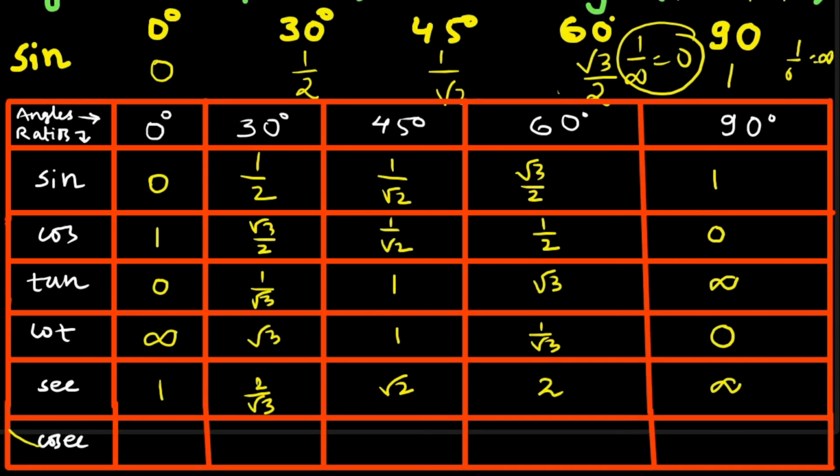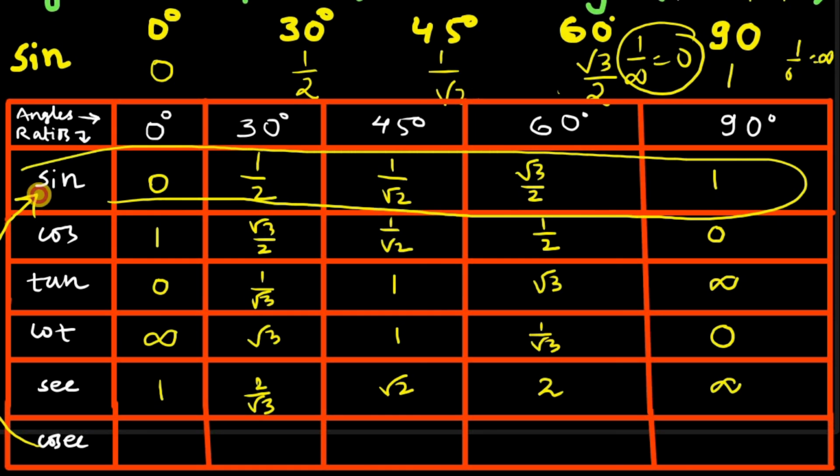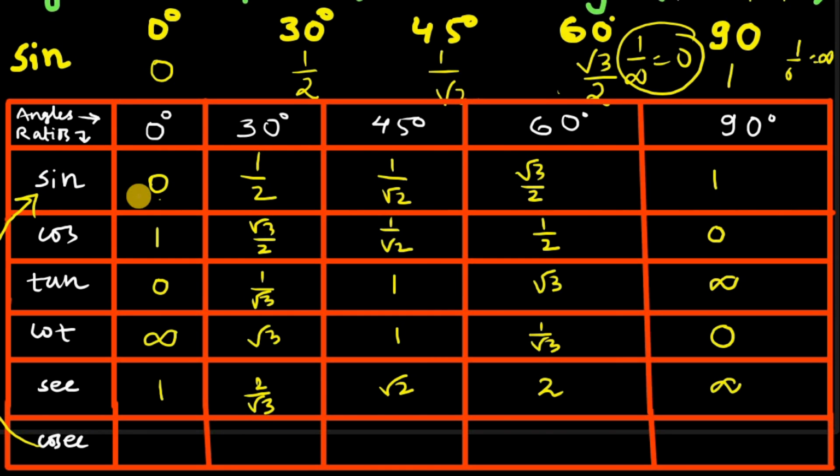Now cosec is the reciprocal of sine, so if you take the reciprocals of all these numbers, you will get the values of cosec. Let's do that. So cosec 0 degree is 1 by 0 means infinity. Cosec 30 degree is 2 by 1, that is 2. Cosec 45 degree, reciprocal of sin 45 degree. Sin 45 degree is 1 upon root under 2. You will get here root under 2 upon 1, that is root under 2. Then 2 upon root under 3. And cosec 90 is 1.